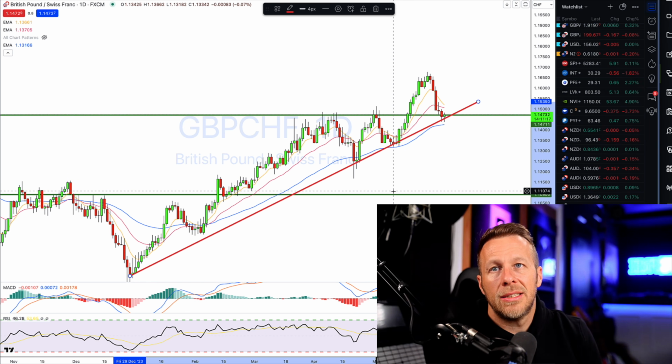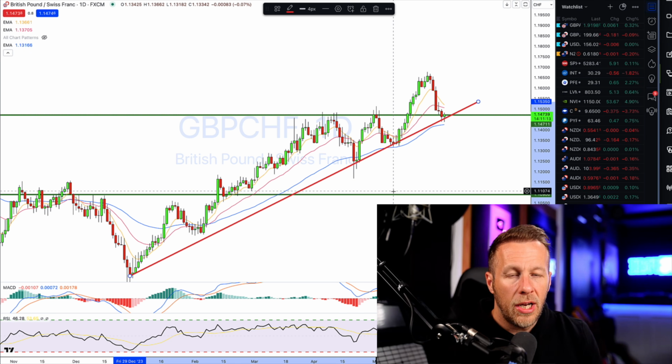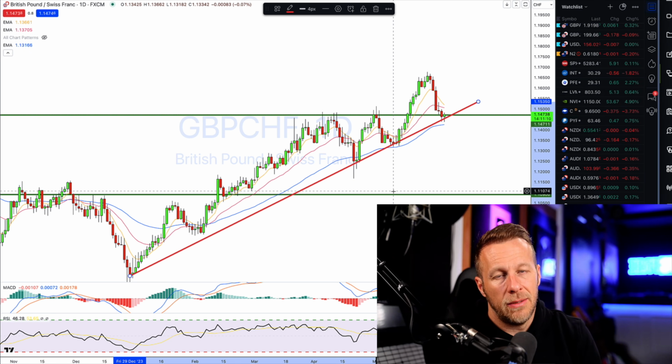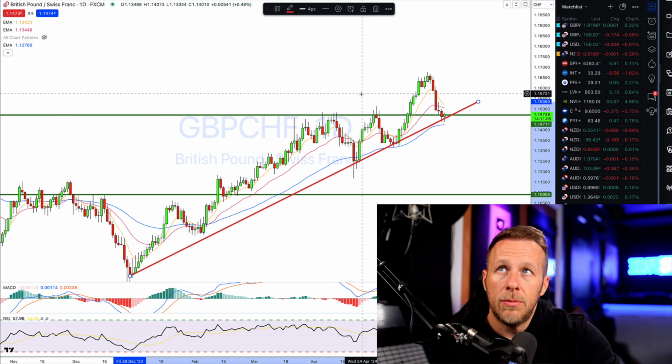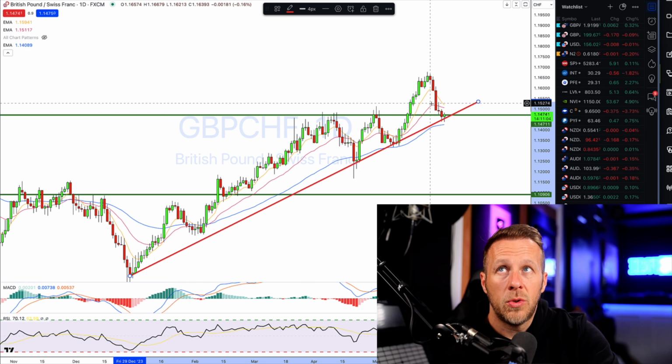But two, as kind of filters to put us into higher quality or keep us out of low quality setups. And one of the indicators you'll see on the screen here is the exponential moving averages. I've got the 8 and the 20 and the 50.